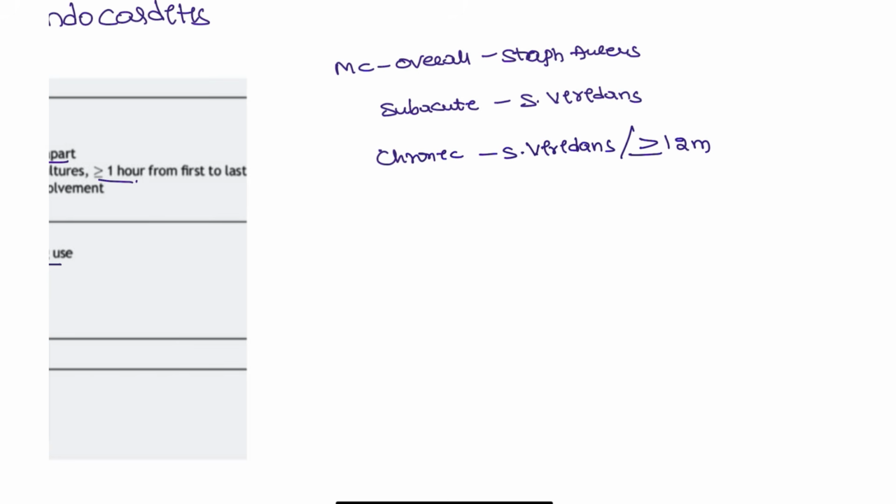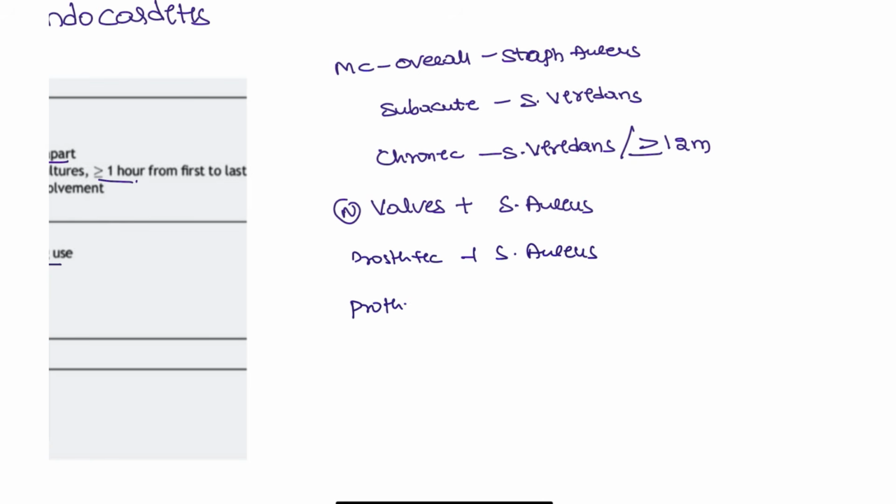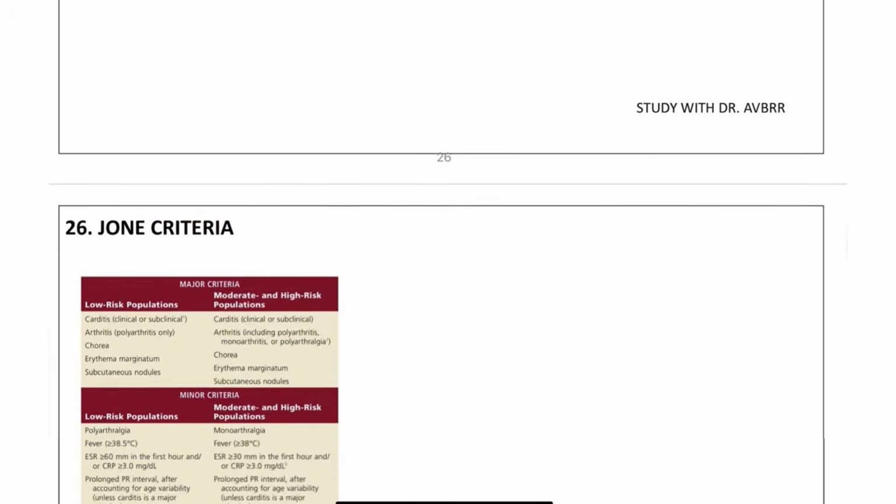Next, regarding the valves: if the patient has normal valves, again Staph aureus. A patient with prosthetic valves is also again Staph aureus. Prosthetic valves less than 12 months is seen with Staph epidermidis. Okay, IV drug abusers, this is also due to Staph aureus. Okay, these are the organisms.